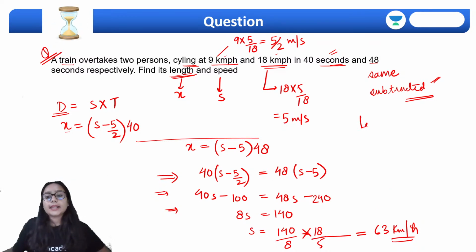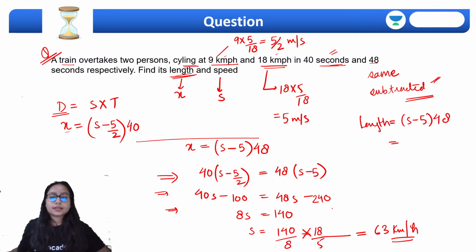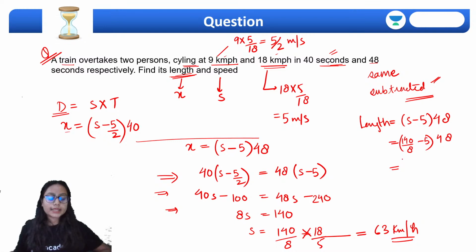Length will be equal to this. I can use this formula, s minus 5 into 48. What is the value of s? Now in terms of meter per second, this value is 140 upon 8, minus 5, into 48. When you solve this, you will get the length of the train as 600 meters.